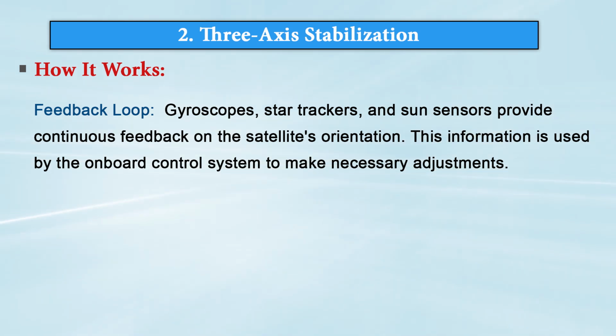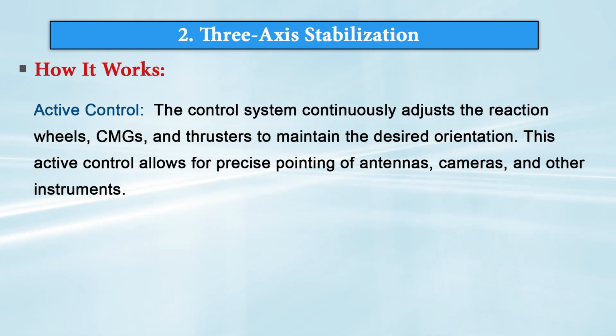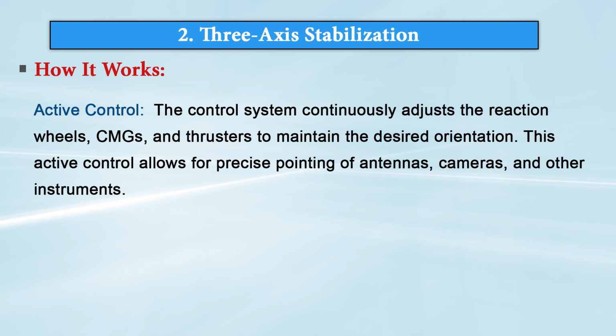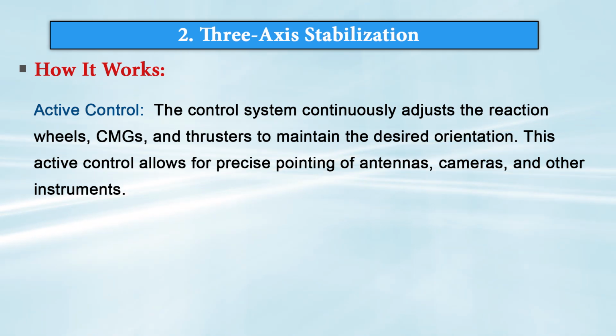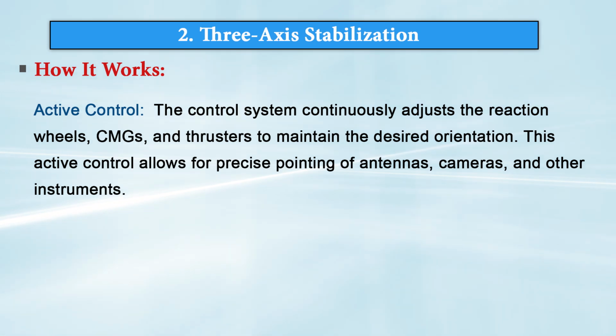This information is used by the onboard control system to make necessary adjustments. Active control: the control system continuously adjusts the reaction wheels, CMGs and thrusters to maintain the desired orientation. This active control allows for precise pointing of antenna, cameras and other instruments.